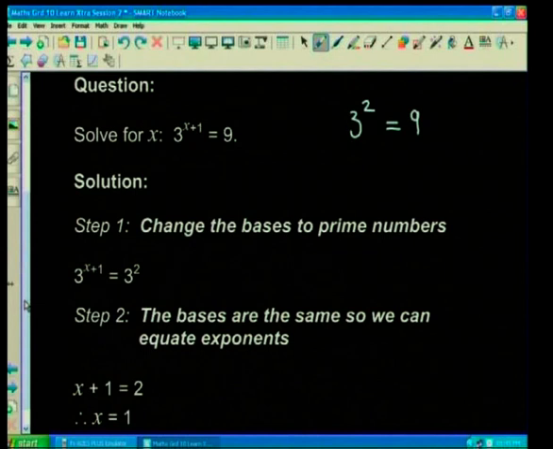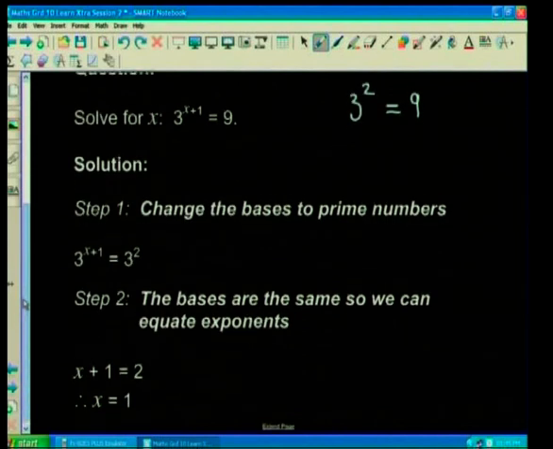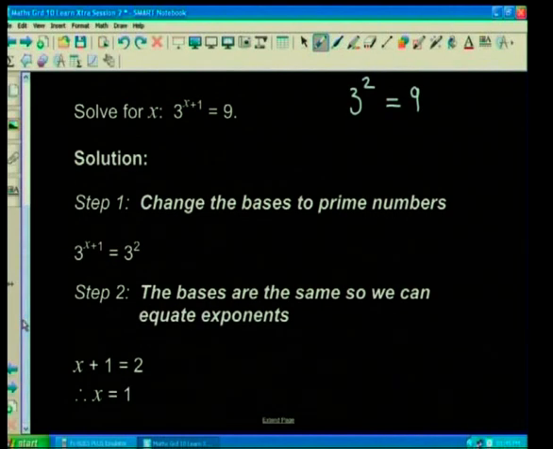Now because the bases are the same, we can therefore make a logical deduction that the exponents are going to be equal to the same amount. For that reason, we can drop the bases and just say that x plus 1 is equal to 2, and then solve for x accordingly. Remember that the step in between is you're getting rid of that 1 by subtracting it from both sides, and you get a final answer of x is equal to 1. Let's try the next question.